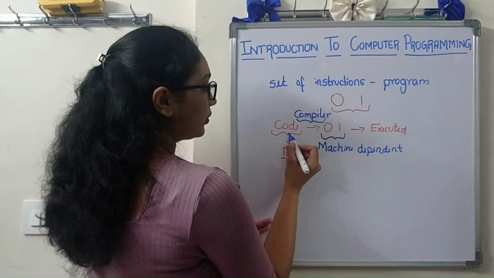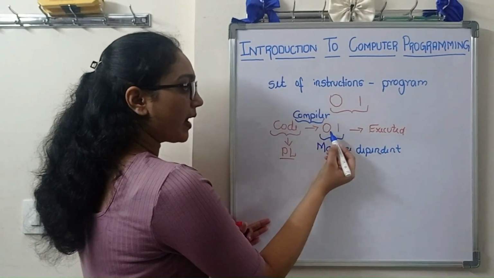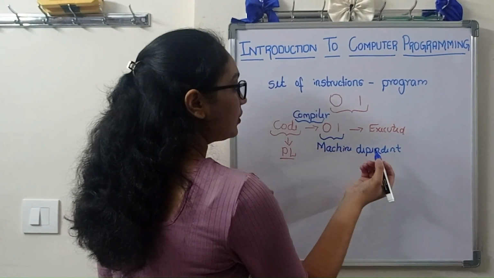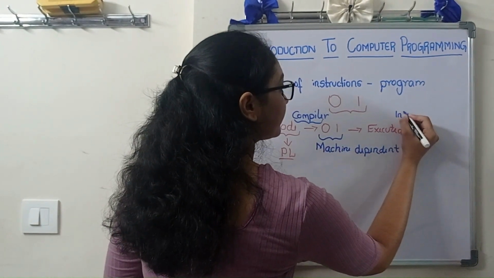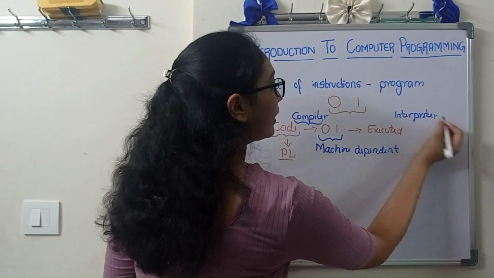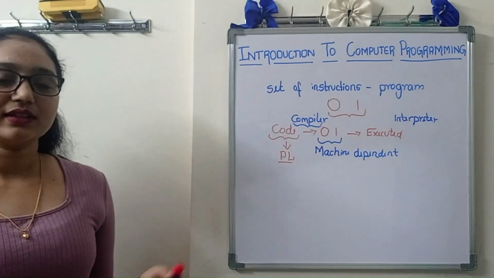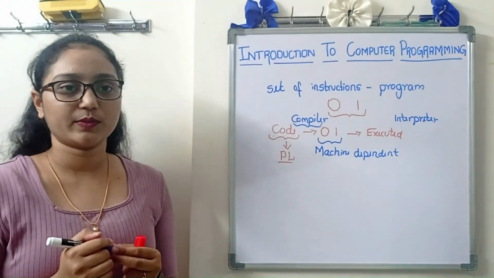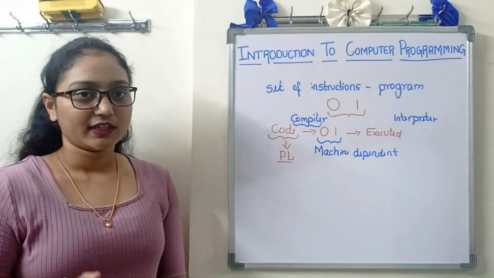So, to convert the code to the binary format, we require a compiler. Also, an interpreter can also be used as the compiler. It is similar to a compiler. There is a very small difference between them, which we will discuss later in this video.